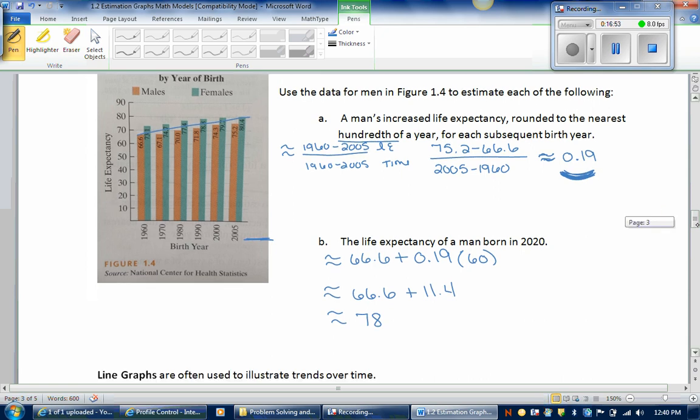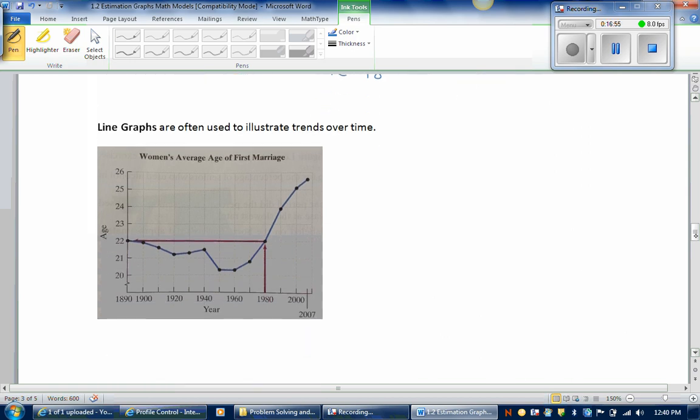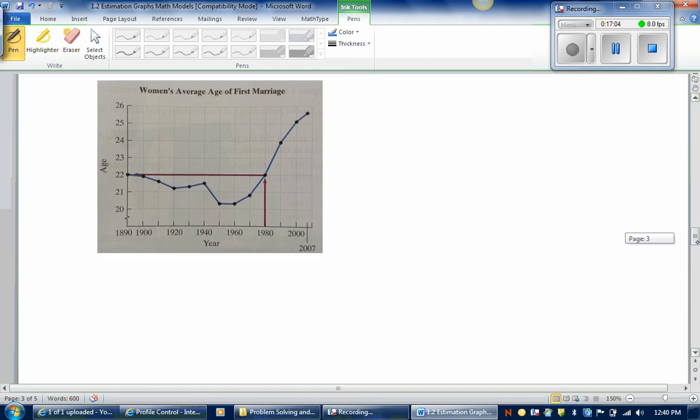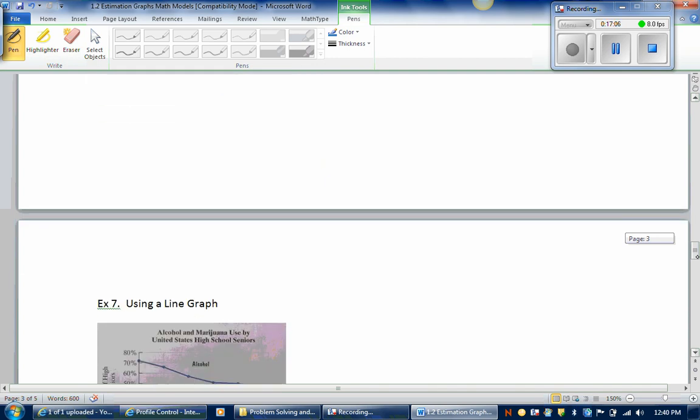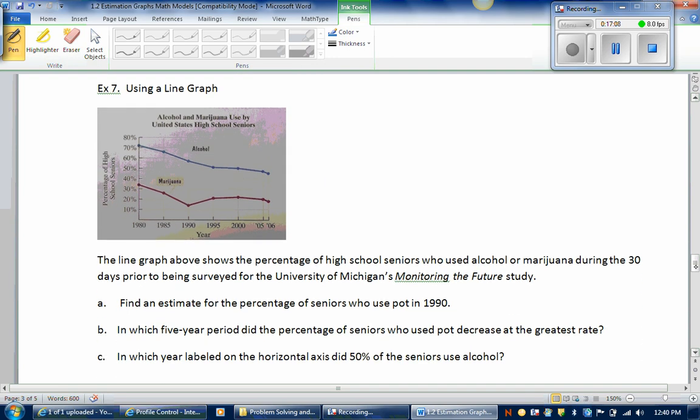All right. Line graphs. Line graphs are used to illustrate trends over time. These actually come up quite a bit, especially with things like population growth. So let's try one. The line graph above shows the percentage of high school seniors who have used alcohol or marijuana during the 30 days prior to being surveyed for the University of Michigan's Monitoring the Future study. Find an estimate for the percentage of seniors who used pot in 1990.